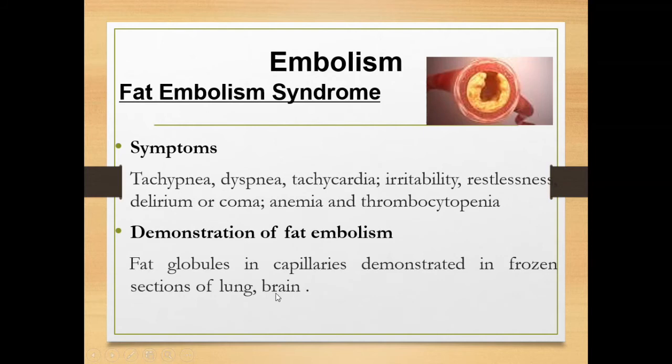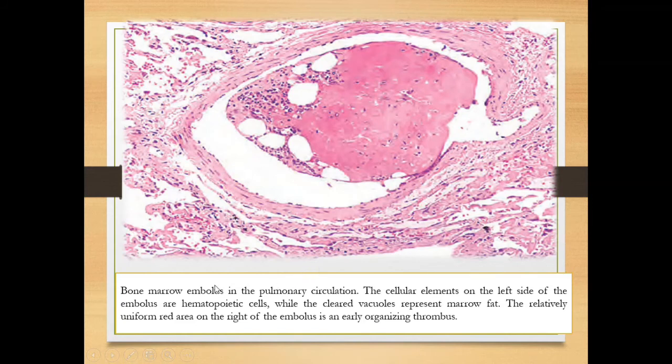Bone marrow embolus in the pulmonary circulation, such as this one. The cellular elements on the left side of the embolus are hematopoietic cells, while the clear vacuoles represent marrow fat. These are the marrow fats. The relatively uniform red area on the right of the embolus is an early organizing thrombus. The red area is thrombus.